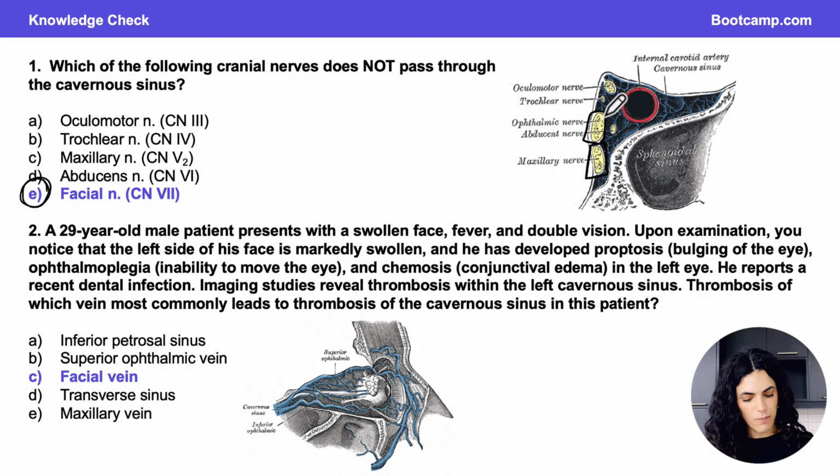But the facial nerve itself comes off the brain a bit more posteriorly and does not pass through the cavernous sinus at all. That being said, the facial vein is one of the veins along the danger triangle of the face, and if we have infection in that vein or thrombosis of the vein, it can carry to the cavernous sinus due to the connection via the superior and inferior ophthalmic veins.